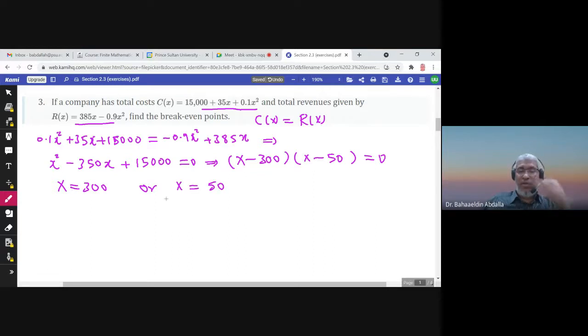So these are the number of units that, when produced and sold, we will break even. If we want to find the points, we can just use either the revenue or the cost. I'll use the revenue because it has two terms, to find the y-coordinate. So replace x in the revenue function by 300, and solve for y to get 34,500. And if you replace x by 50 instead of 300, you will get the value of y also, which is 17,000. So these are the two break-even points.